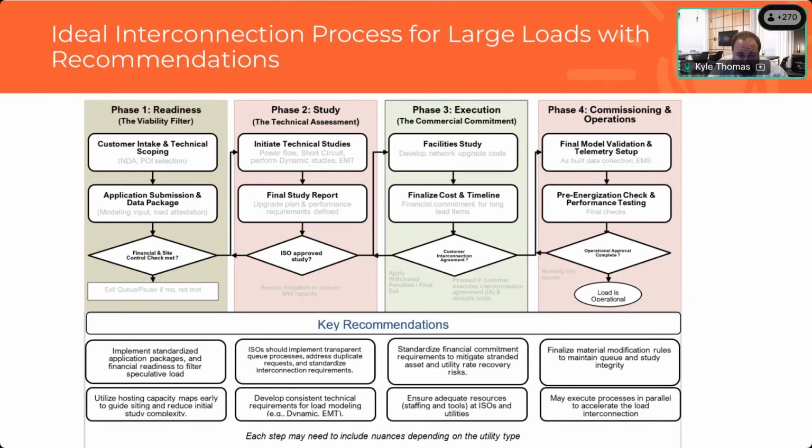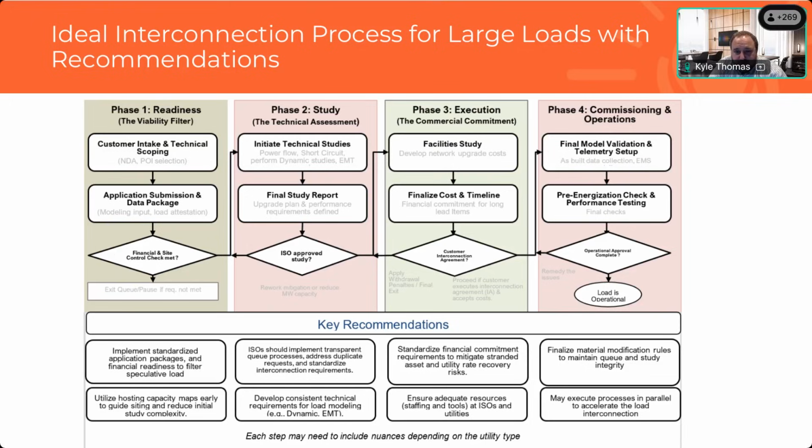And importantly, if there's the ISO RTO involved in this stage, those two, between the transmission entity and the ISO, are key factors in this study phase to make sure those studies are aligned between both sides and coordinated. And you don't move forward until all those studies at both sides are fully executed and understood.